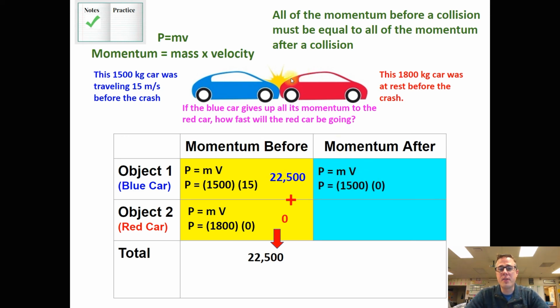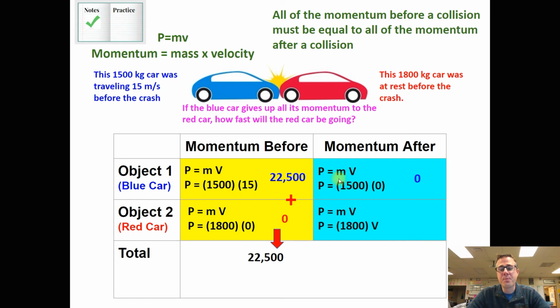So in this example, it said that the blue car gave up all its momentum. That means that it stopped. Its motion was transferred into the red car and it came to a stop. So now the blue car has no momentum after the crash. It gave it all up. It's going to go into the red car.